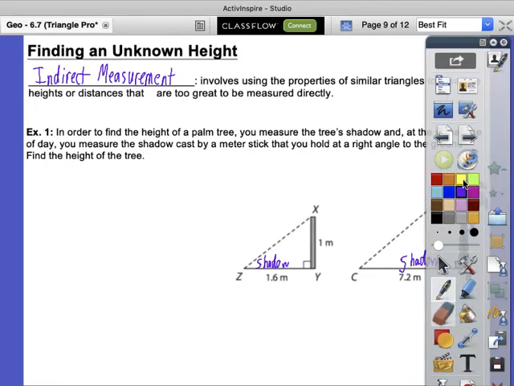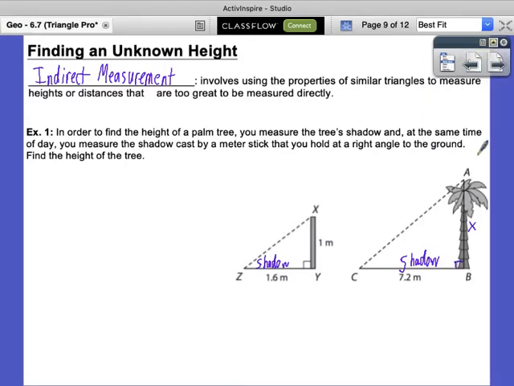Now we're told we're doing this at the same time of day with some shadows. So we have our sun here. Okay, I'm going to draw a sun here.